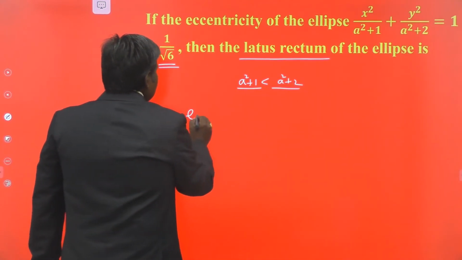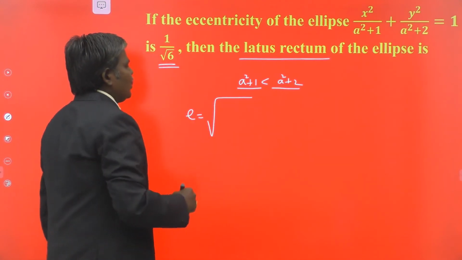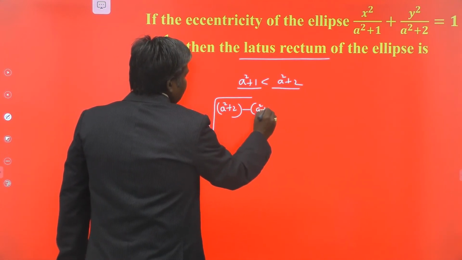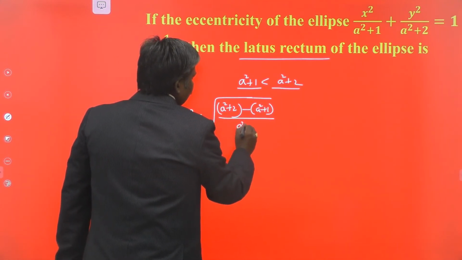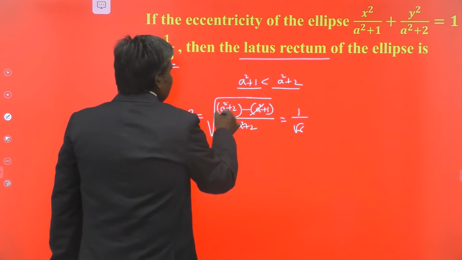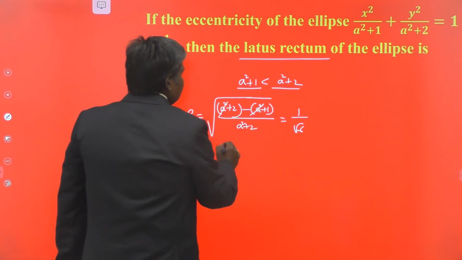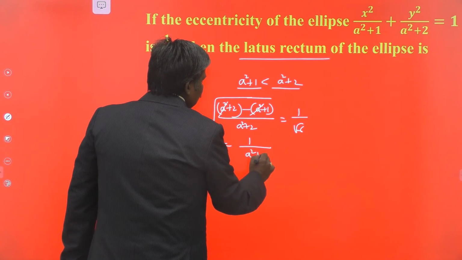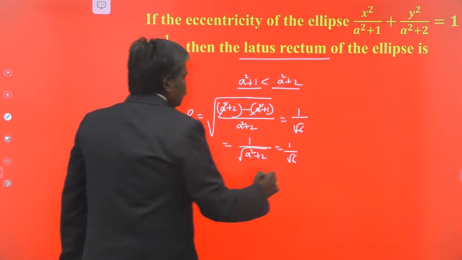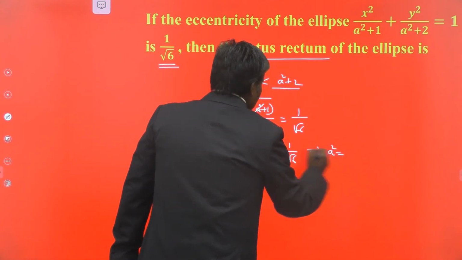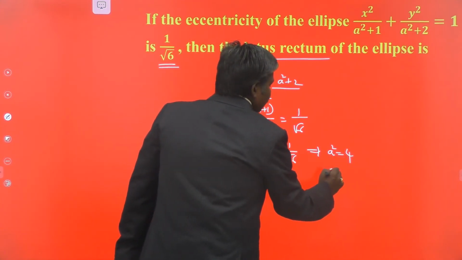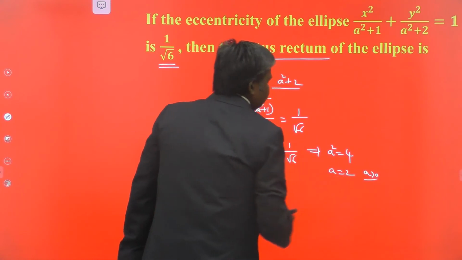Now what is the eccentricity? Root of B square minus A square by B square. That means A square plus 2 minus A square plus 1, by A square plus 2, under root. It is given as 1 by root 6. So A square gets cancelled, 2 minus 1 is 1, root 1 is nothing but 1. 1 by root of A square plus 2 is equal to 1 by root 6. We mean A square is equal to 4 by equating the denominators, or you may cross multiply. A square equal to 4, therefore the value of A is 2 since A is greater than 0.